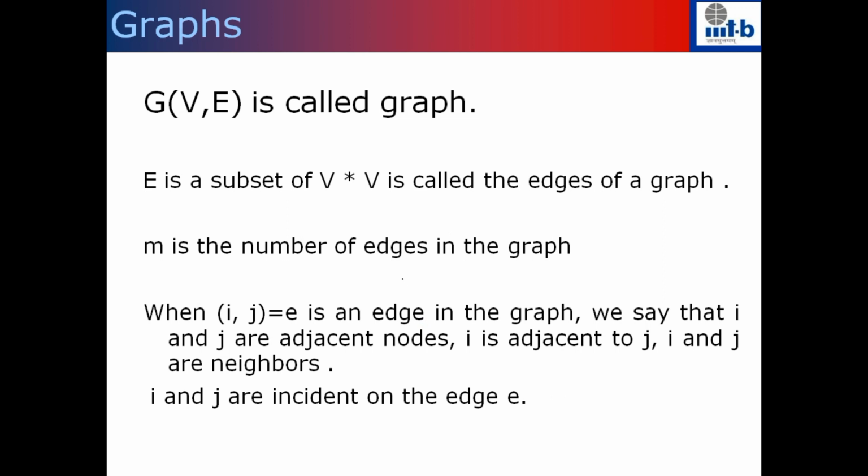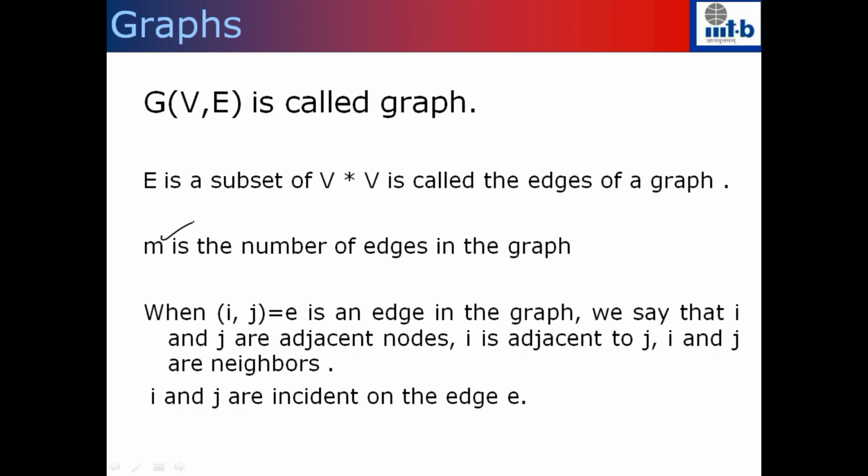We have seen that E is a subset of V cross V. This set is called the set of edges in the graph. Since V cross V can have at most n squared elements, the number of edges in the graph will be any number between 0 and n squared. This number, the number of edges in the graph, is called m. I repeat, n is the number of vertices in the graph, which is the cardinality of the set V. m is the number of edges in the graph, which is the cardinality of the set E.